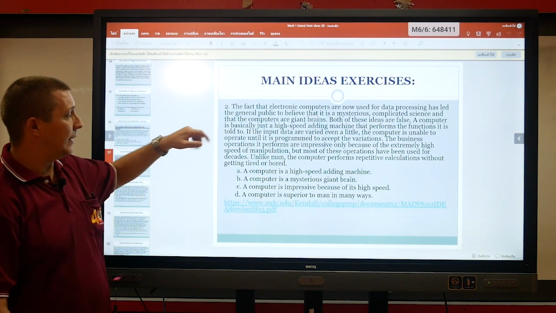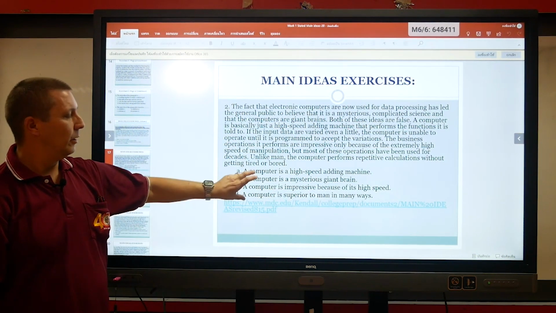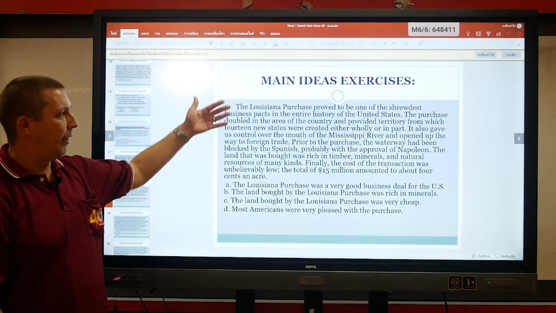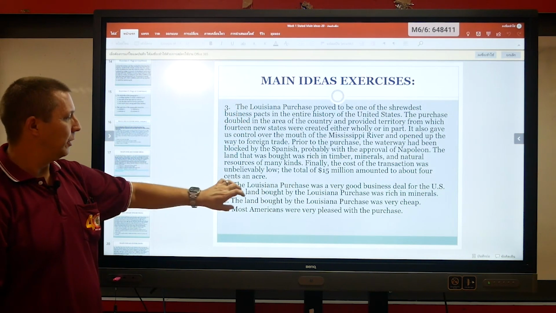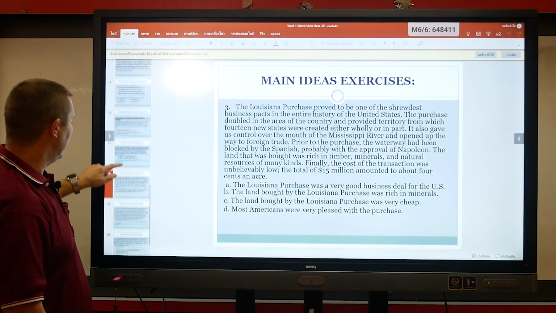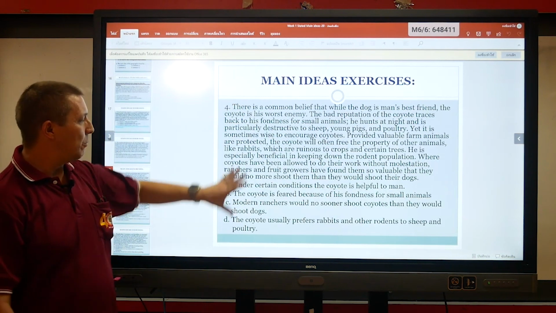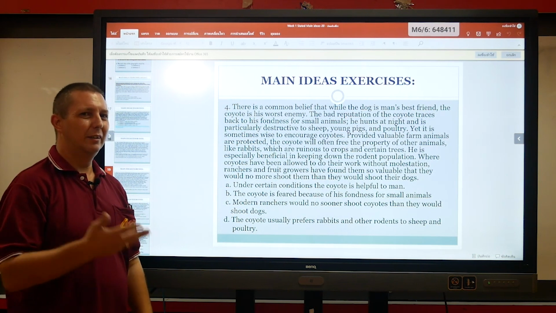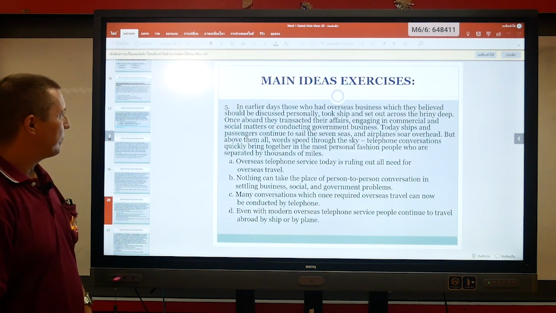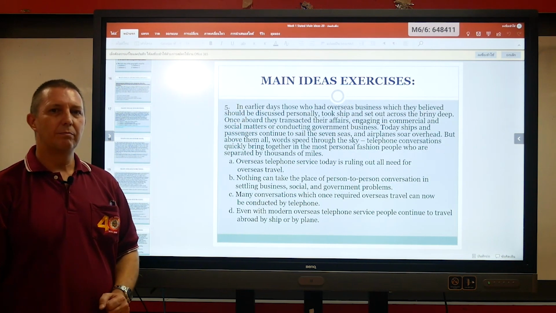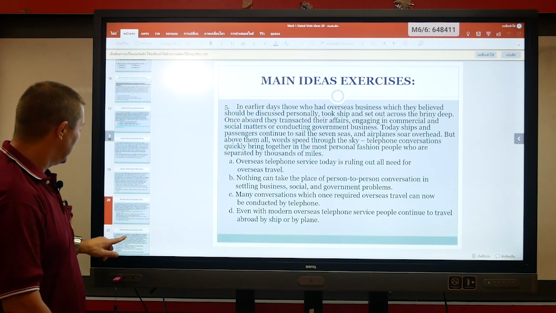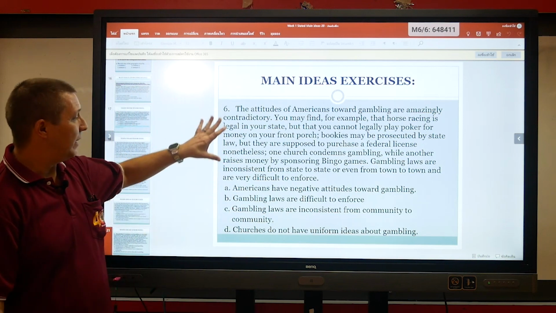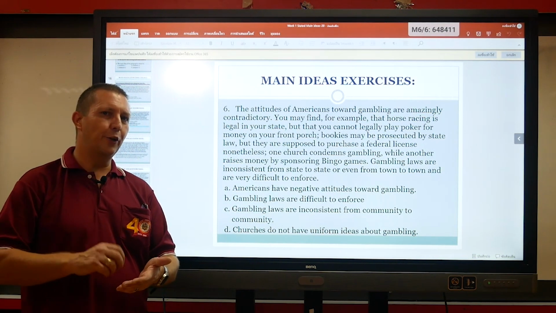So there are 6 of these. This is number 2. Again, look and choose the suitable answer for each one. Number 3, again, just one passage or one paragraph and an answer for each one. Number 4, again, make sure you're underlining the clues to help you understand the topic. Next one, number 5. And the last one. So this is the last one for our lesson for this week 1. Number 6.